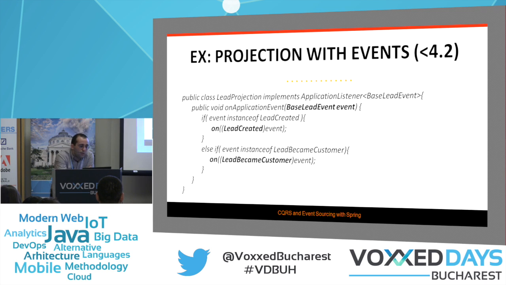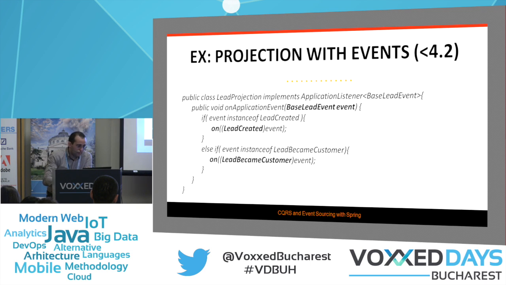So this is what things looked like in 4.1 and before 4.2. You had a lead projection listener, and you had to implement the application listener here. So a lot of boilerplate. You had to do this, event is instance of event. Basically, you had to have your own code to drive this routing. In order to route events to the right methods, you had to write your own boilerplate code, which was not fun. Now, obviously, this is not the end of the world. You can do that, and we did do that.